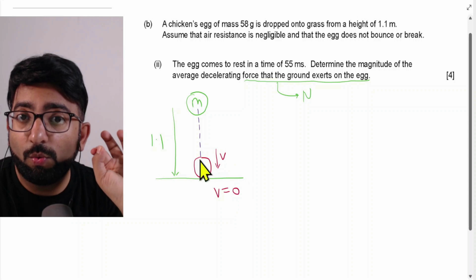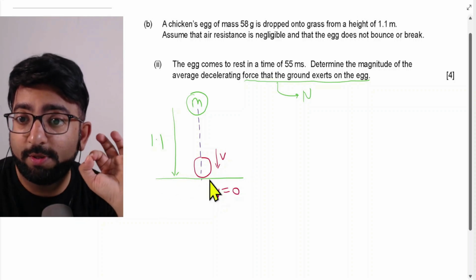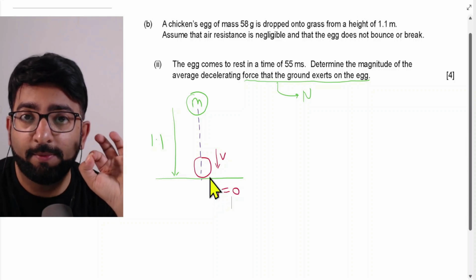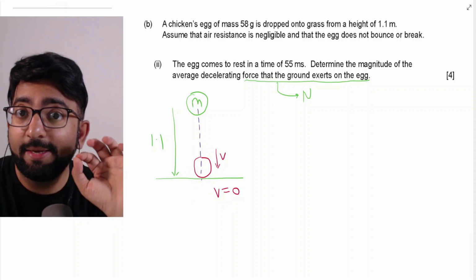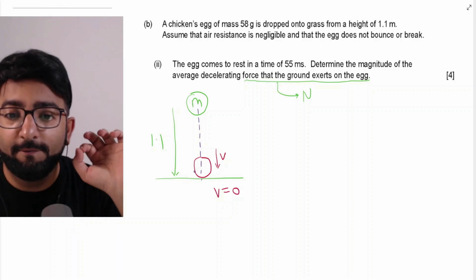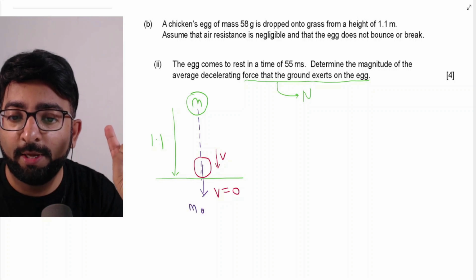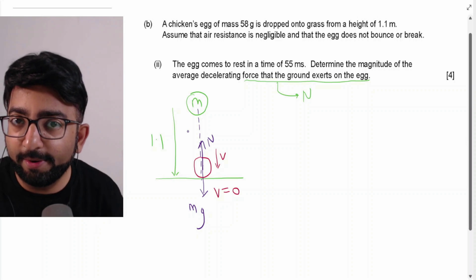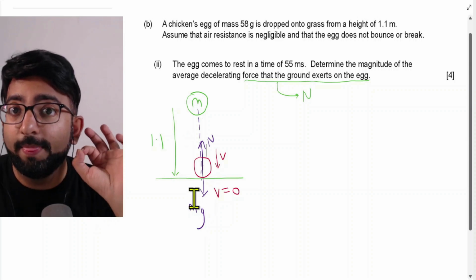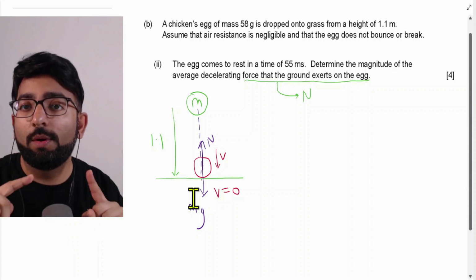And we need to figure out, once the egg makes contact with the ground, how much force the ground exerted on the egg. So if we draw the free body diagram of the egg when it is in contact with the ground, we have mg, the weight of the object, always acting downwards, and then we have the normal reaction acting upwards. Now, ordinarily, when the egg is kept on the ground, normal reaction and mg will be equal to each other.